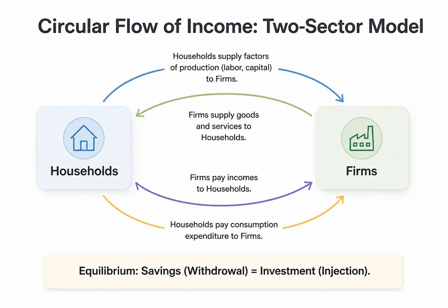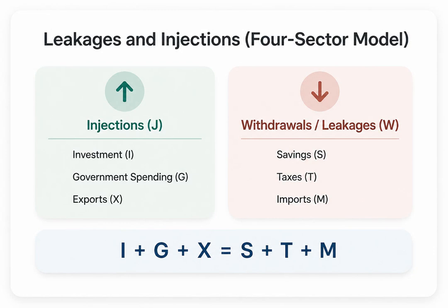To understand how all this money moves, economists use the circular flow model. In a simple two-sector model with just households and firms, households provide labor to firms, and firms provide goods to households. Money flows in the opposite direction, as wages and consumer spending. In this simple world, the economy is in equilibrium when the money saved by households equals the money invested by firms. Real economies are more complex.